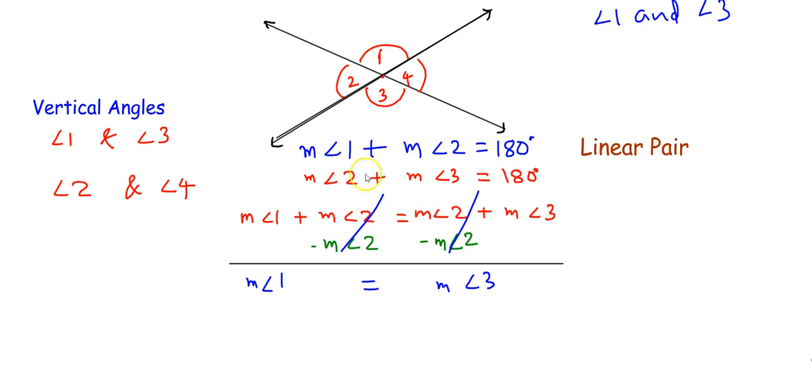Alright, so whenever two lines are intersecting, we are going to get two pairs of vertical angles and their measures are equal. That is, each pair, like in this case, the measure of angle 1 is same as the measure of angle 3. Similarly, we can prove that angle 2 is same as angle 4. The measure of angle 2 is equal to the measure of angle 4. Let us look at one example.